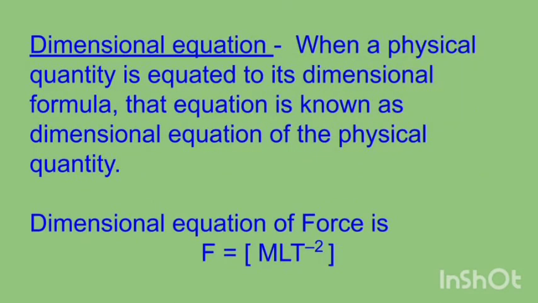When a physical quantity is equated to its dimensional formula, that equation is known as the dimensional equation of the physical quantity. Here F is equal to M L T to the power minus 2 is the dimensional equation for force, and E is equal to M L square T to the power minus 2 is the dimensional equation for work and energy.